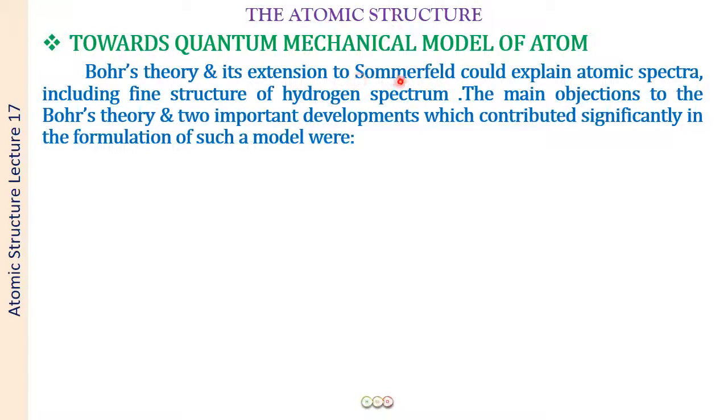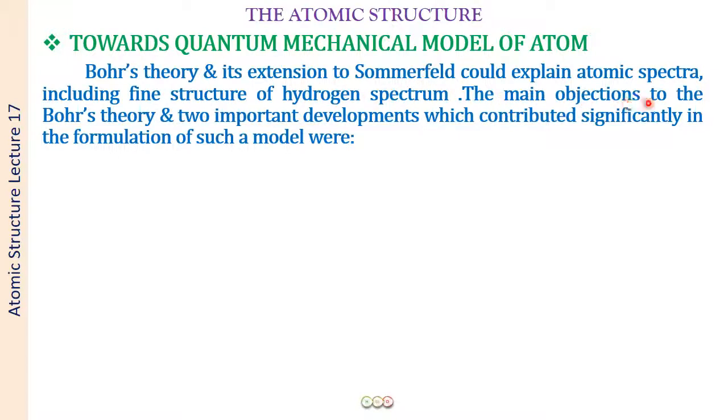So Sommerfeld tried to explain the fine structure of the hydrogen spectrum, and he said that Bohr's circular orbits are not circular. Actually, the electronic orbits are elliptical. And with that, he was able to explain the fine structure of the hydrogen spectrum, how we will be discussing further in the course. But for now, Bohr's theory with the extension given by Sommerfeld could explain the fine structure of hydrogen spectrum.